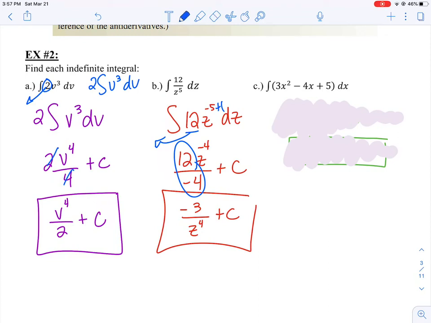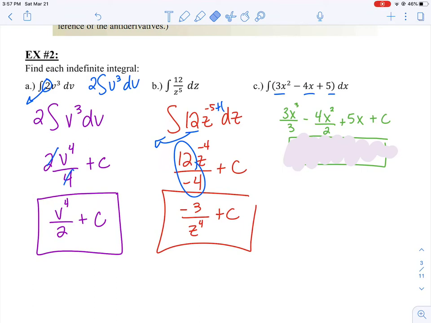Okay. All right, C is an example where we have a couple of different terms, 1, 2, 3 different terms, and they're just separated by plus or minus signs. So we should be able to take the antiderivative of each piece separately. I'm going to use my power rule on each of these. I'm going to add 1 to the exponent and divide by the new exponent. Try it. Pause the video, try this one, and see if you get the same thing as I did.